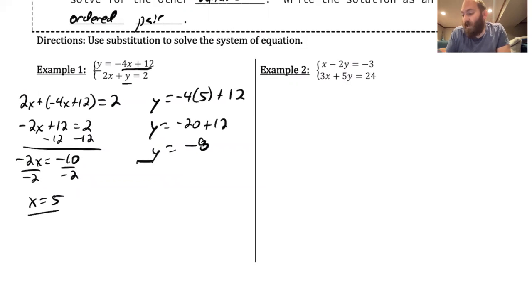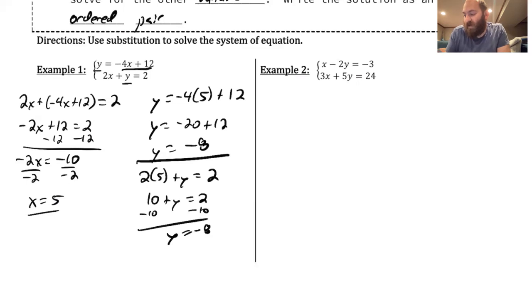If I did the second equation, 2 times 5 plus y equals 2. 10 plus y equals 2. Subtract 10 over, and y equals negative 8. Doesn't matter. Final step.